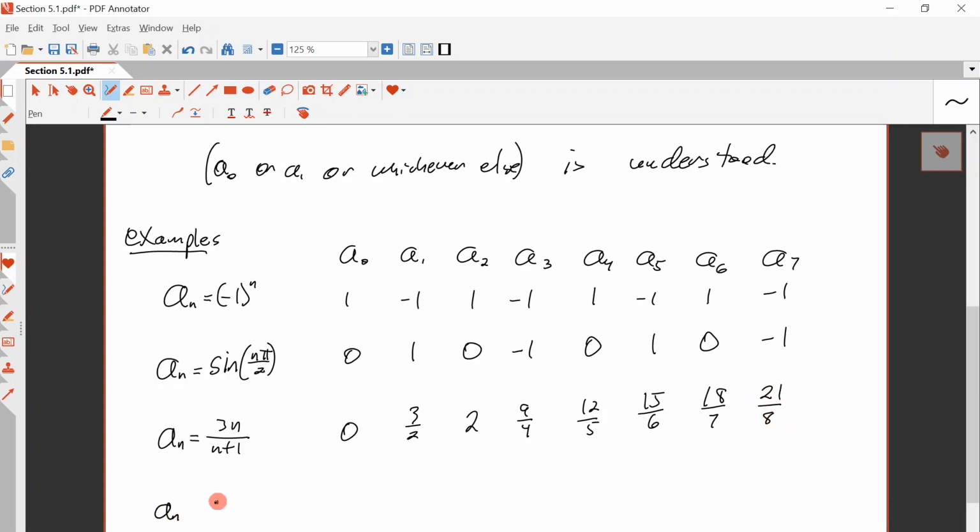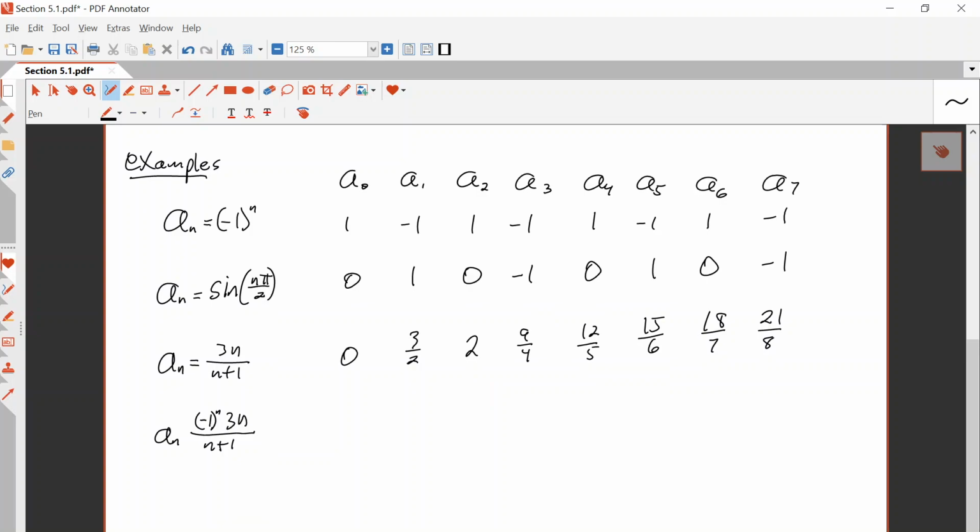You can also do something like this. I mean, you could have that kind of sequence and then put this along with it: minus 1 to the n times 3n over n plus 1. It's the same as this, except now it's got this alternating positive, negative action as well. The even terms are positive, the odd terms are negative. Right? Like that.